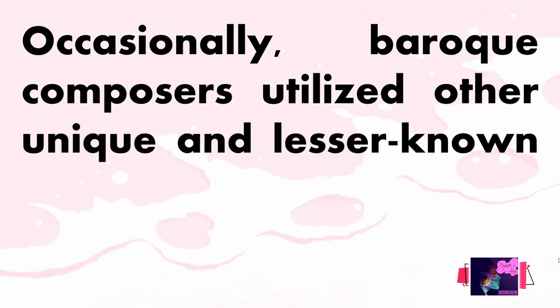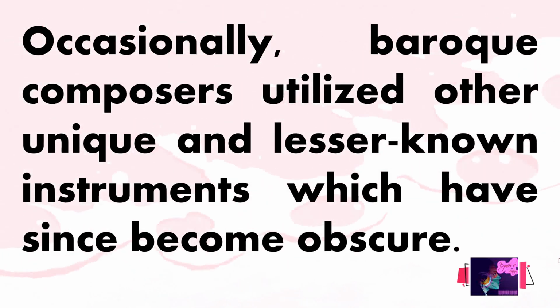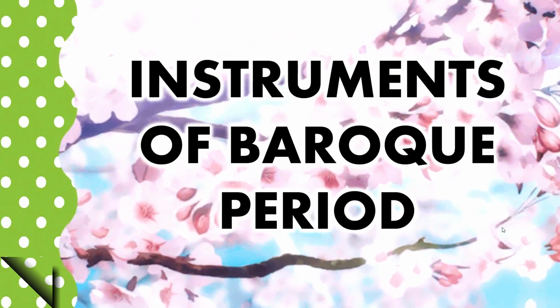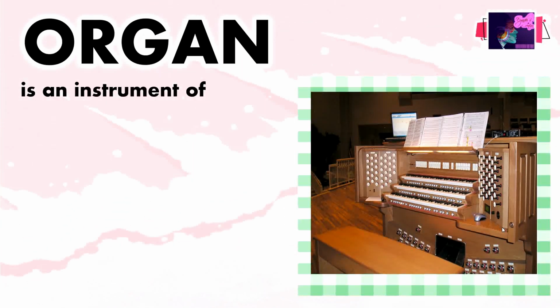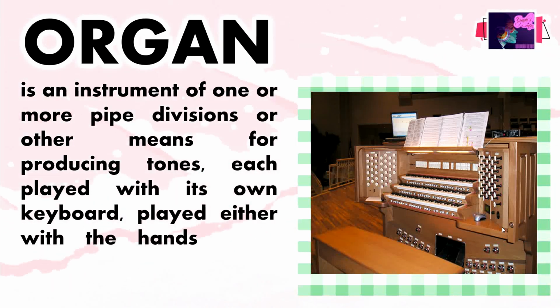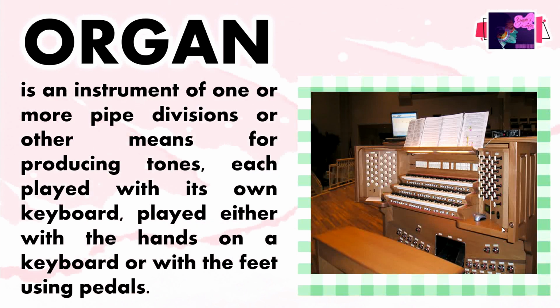Occasionally, Baroque composers utilized other unique and lesser-known instruments which have since become obscure. These are the instruments during the Baroque period. Organ. It is an instrument of one or more pipe divisions or other means for producing tones, each played with its own keyboard, played either with the hand on a keyboard or with the feet using pedals. So this is how the organ looks like.